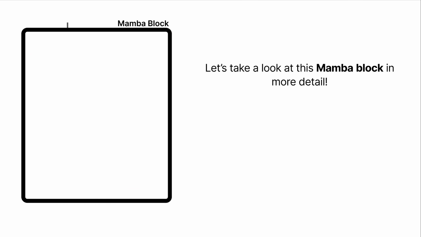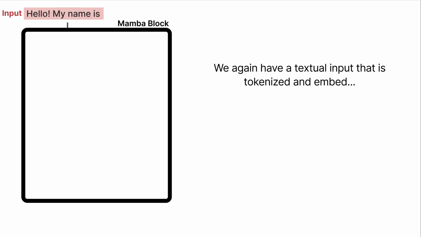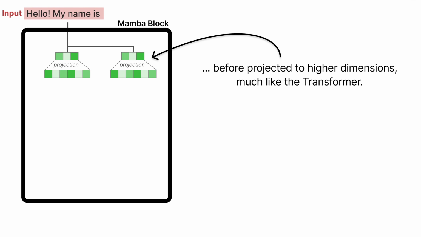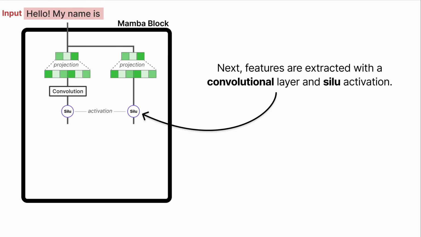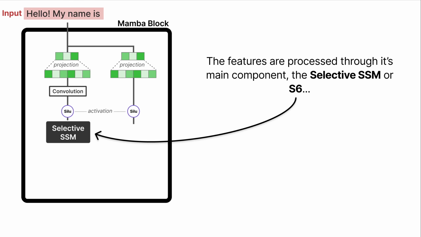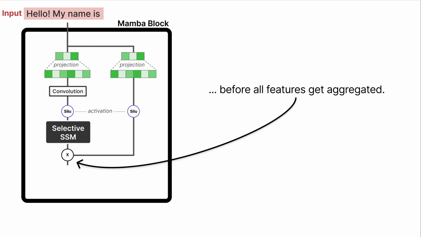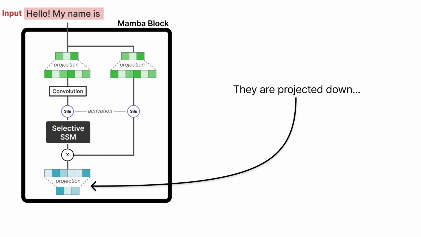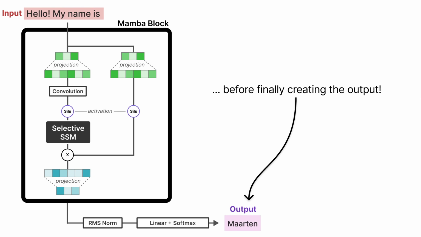Let's take a look at this Mamba block in more detail. We again have a textual input that is tokenized and embedded, before being projected to higher dimensions, much like the transformer. Next, features are extracted with a convolutional layer and SiLU activation. The features are processed through its main component, the selective SSM or S6, before all features get aggregated. They are projected down before finally creating the output.